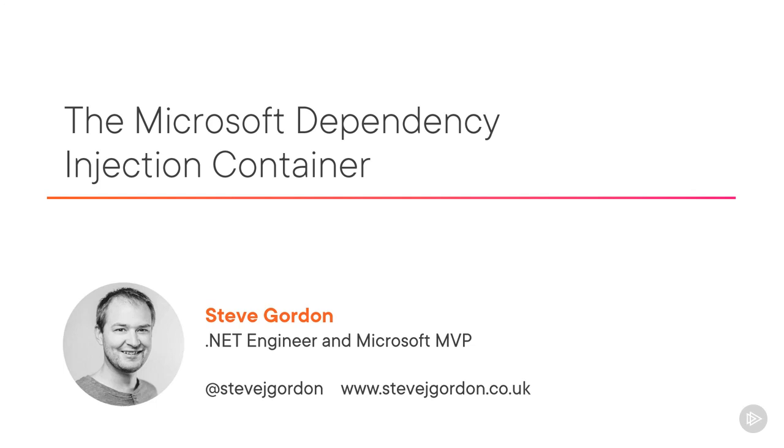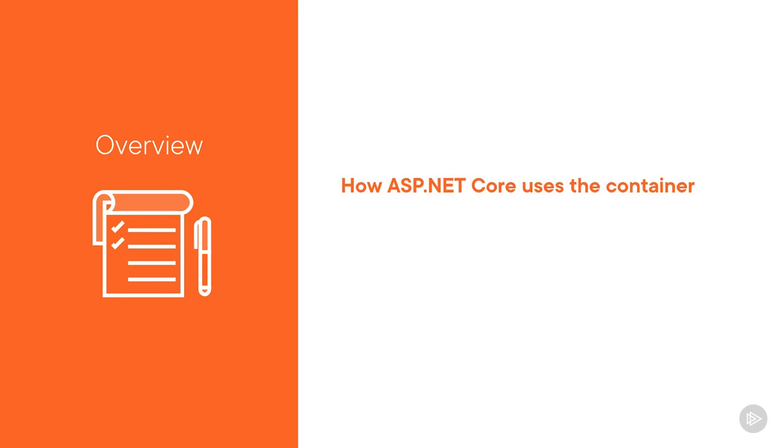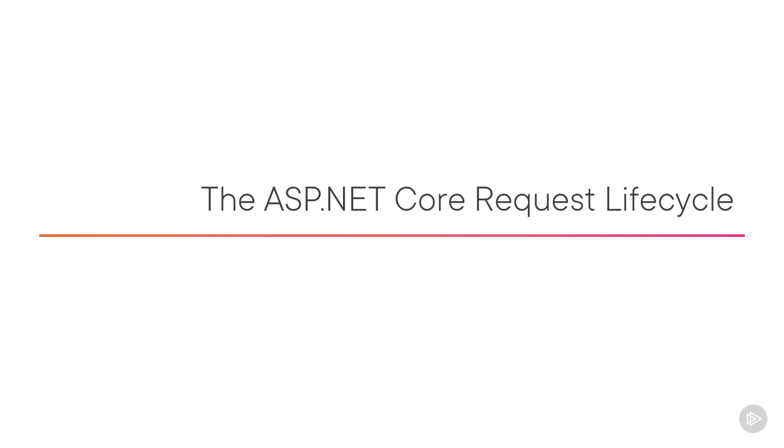In this module, I'll introduce the Microsoft Dependency Injection Container, which is the backbone of all ASP.NET Core applications. You'll learn how this is used by ASP.NET Core to activate framework components. And I'll discuss the types of objects which should be registered with the container, as well as those which shouldn't. Finally, you'll learn about service lifetimes, how these affect the services managed by the container, and how you should choose between them. Let's briefly focus on the ASP.NET Core request lifecycle.